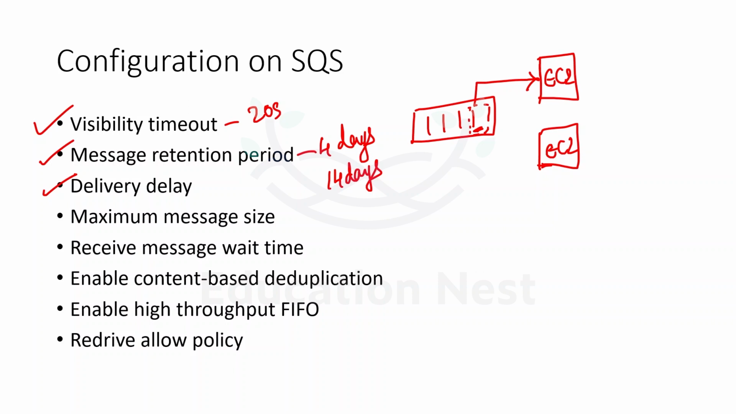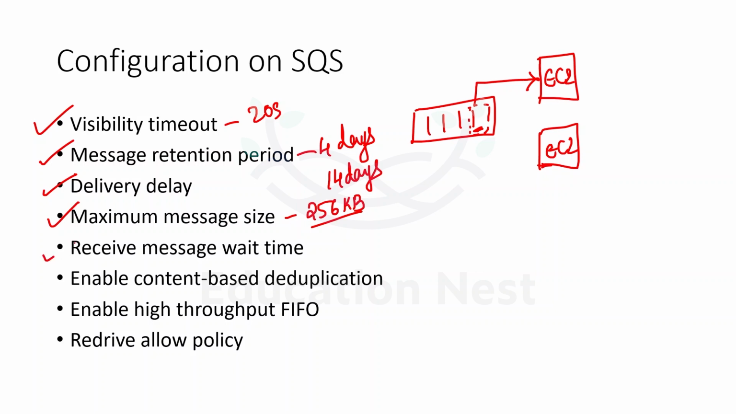Then there is maximum message size. The maximum message size that you can have for SQS is 256 KB. You can increase or decrease this as well. You cannot increase this, basically; this is the highest limit. But if you think that your message is of smaller size, then you can reduce this size.